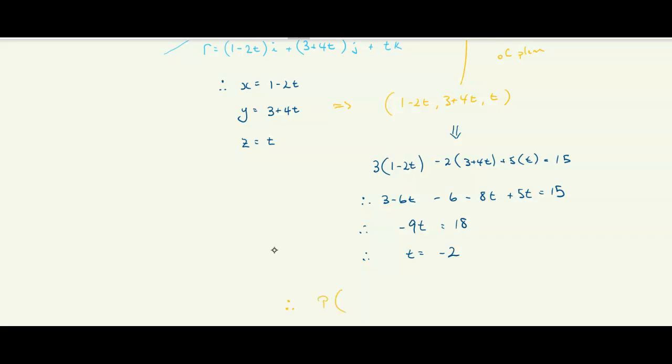So therefore my point of intersection is 1 minus 2t, so 1 minus twice negative 2, so that would be 5. 3 plus 4t, 4 times negative 2 is negative 8, so 3 plus negative 8 is negative 5. And negative 2. So 5, negative 5, negative 2.